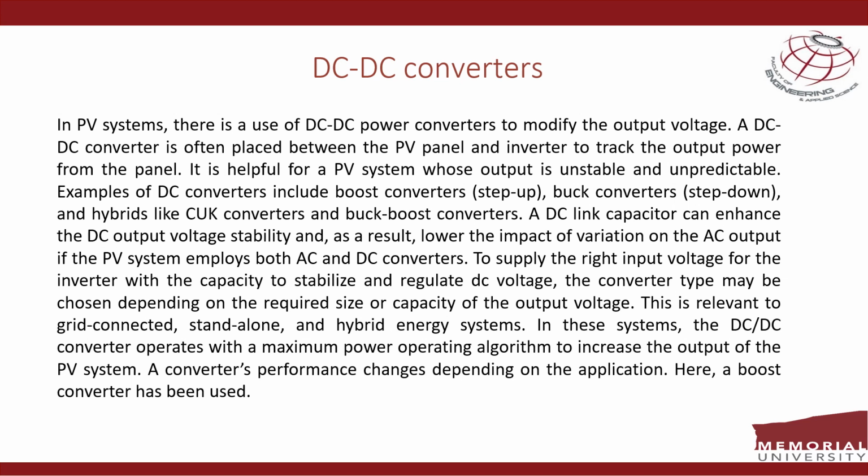The next component of the system is DC-DC converter. It is used to modify the output voltage from PV module and it is generally placed between the inverter and PV panel. Some examples of DC-DC converters include buck converter, boost converter, Cuk converters or buck boost converters. To supply the right input voltage to the inverter, which also has the ability to stabilize and regulate DC voltage, the converter type can be chosen based on required size or capacity of the output voltage. In this project, a boost converter has been used.